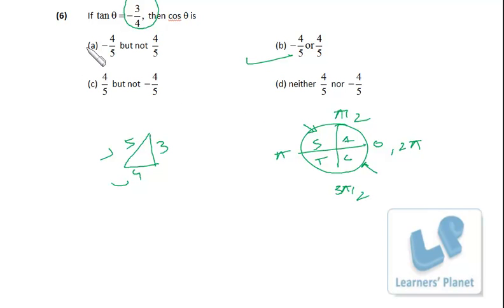So be very clear, because these other options are really confusing over here, right? If you are not conceptually clear, you will end up marking the wrong answer. If tan theta is minus 3 by 4, that means theta is either in the second quadrant or fourth quadrant. If it is in the second quadrant, then cos theta will be negative, so you'll get minus 4 by 5, and if it is in the fourth quadrant, then cos theta will be positive, so it will be 4 by 5, right?